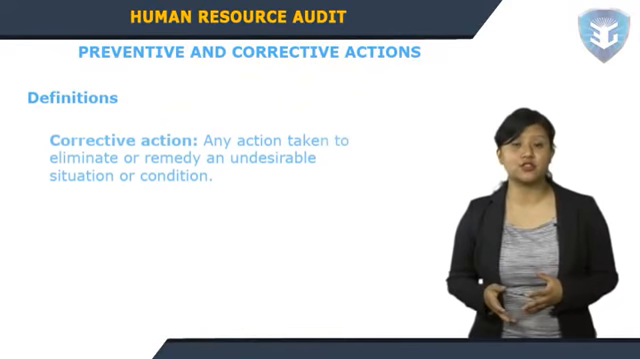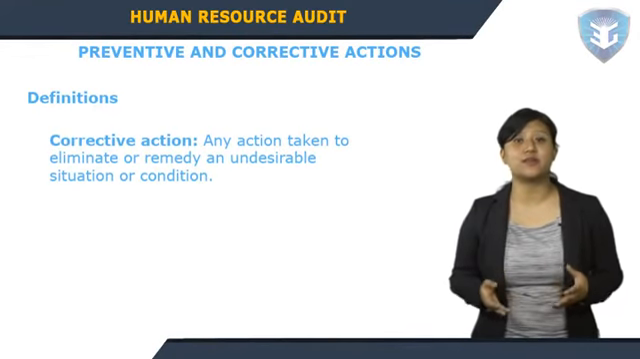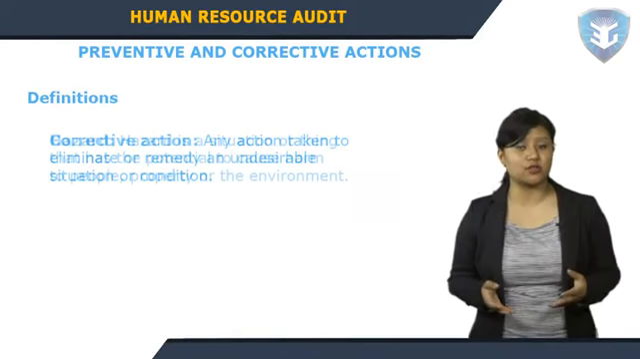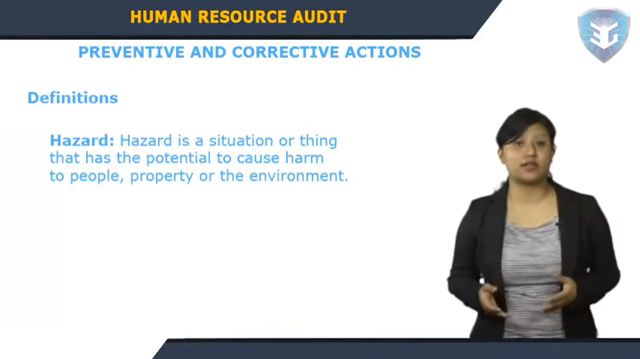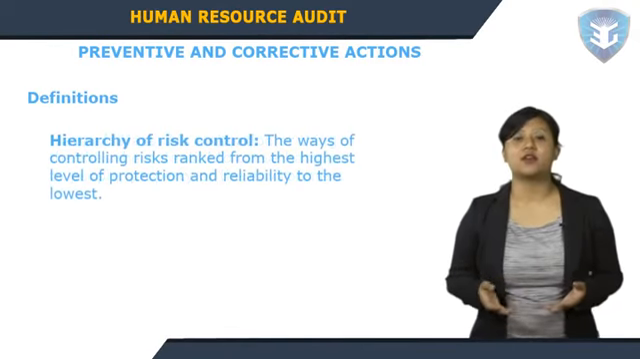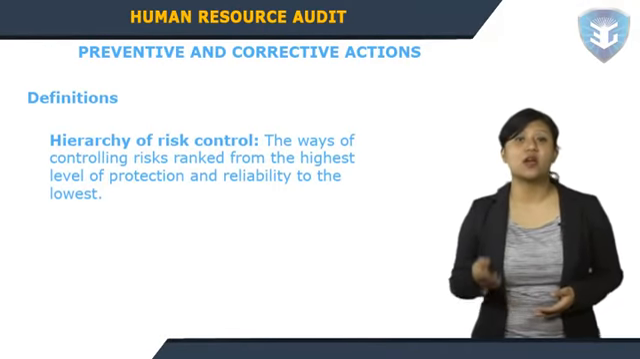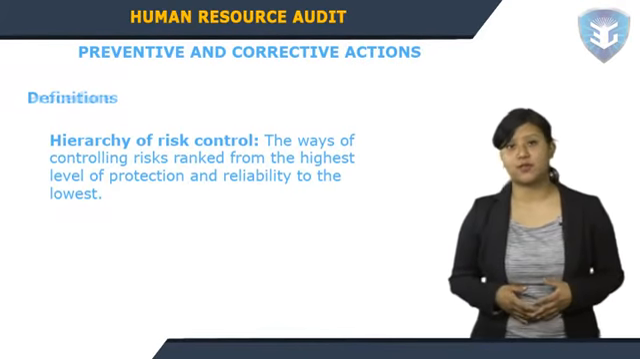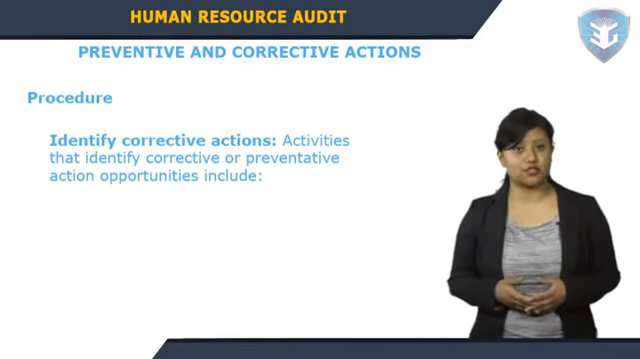Definitions. Corrective action: any action taken to eliminate or remedy an undesirable situation or condition. Hazard: a situation or thing that has the potential to cause harm to people, property, or the environment. Hierarchy of risk control: the ways of controlling risk, ranked from the highest level of protection and reliability to the lowest. Procedure, identify corrective actions.